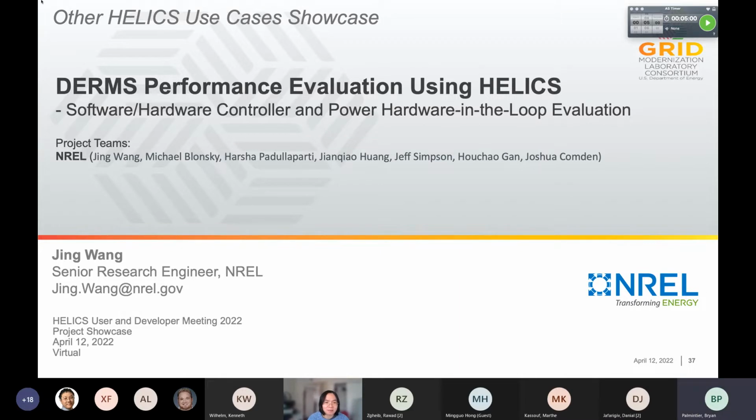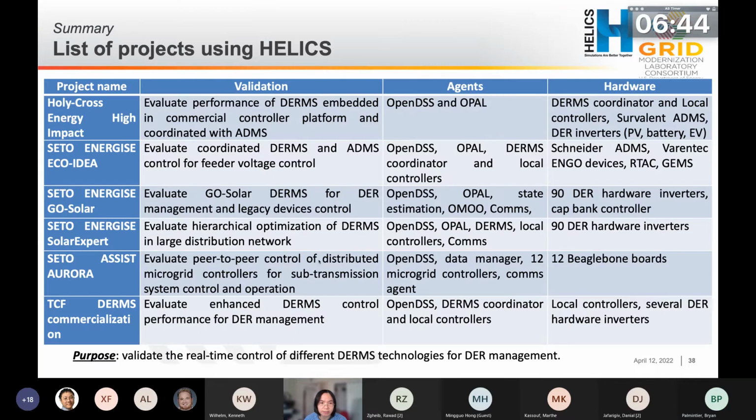My name is Jing Wang. In this talk, I will talk about my experience using Helix to do the DERMS performance evaluation. Basically, we will evaluate a software controller, a hardware controller, and also DER power device hardware-in-the-loop evaluation. So this is a talk including multiple projects. I will start from the list of projects that I led and implemented using Helix.